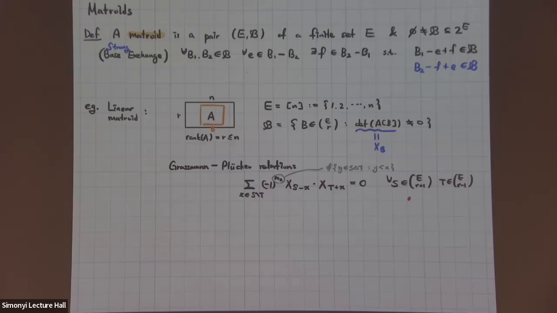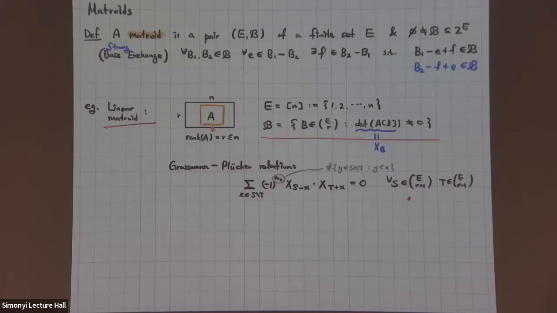If you consider a linear matroid, which is realized by an r by n full rank matrix, and you collect all maximally independent columns, then this forms the set of bases of the matroid. The Grassmann-Plücker relation is a well-known set of quadratic identities for these maximal minors. Maybe it is better to make it more precise.